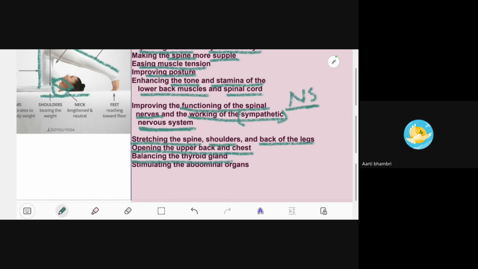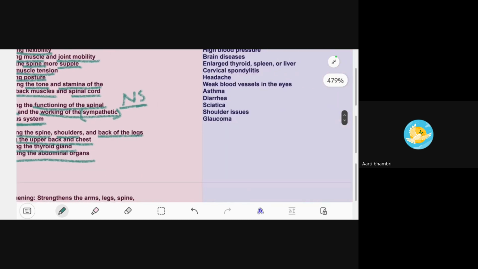Balancing the thyroid gland. Of course, when the word comes to balance and regulate, it means it is not going up to the hyper level or down to the hypo level. If something is hypo, then it will come to the normal position, and if something is hyper, then it comes to the normal level. Okay, balancing means this. If any kind of abnormality is there, it'll try to come to the normal level. Okay, equilibrium. Stimulating the abdominal organs, which we have already discussed.